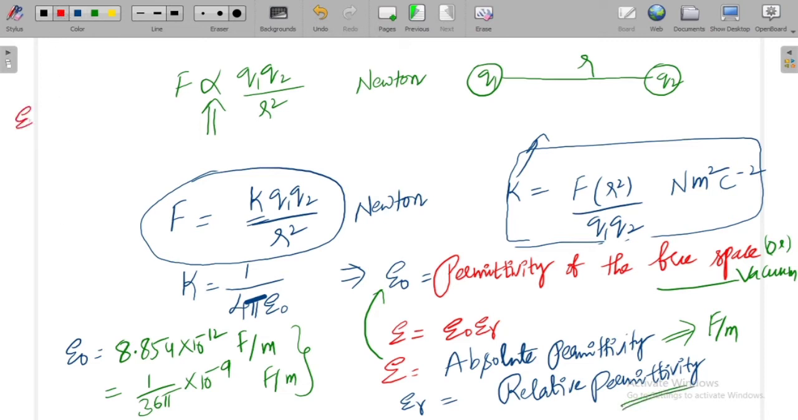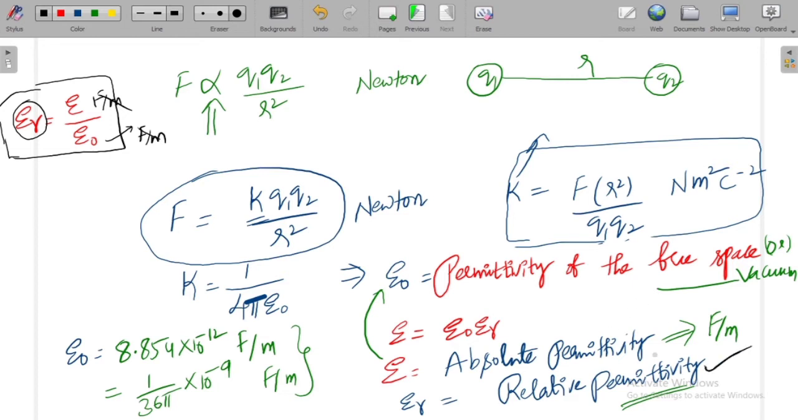What is meant by relative permittivity here? I can write the relative permittivity as the ratio of epsilon by epsilon naught. This ratio shows the permittivity of that particular medium in between the charges when compared with the permittivity of free space. Epsilon has the unit of farad per meter and epsilon naught has the unit of farad per meter, so both get cancelled, and there will be no unit for epsilon r. The relative permittivity has no units; it has only a particular value. Whereas the absolute permittivity and the permittivity of free space both have units, farad per meter.